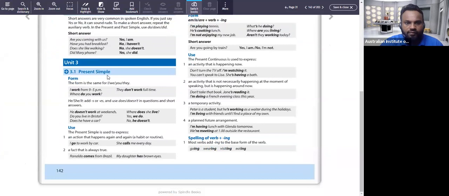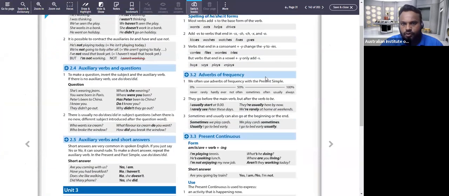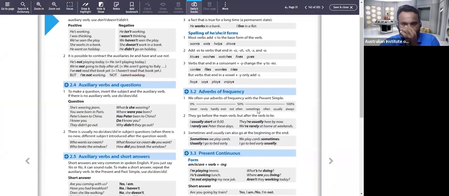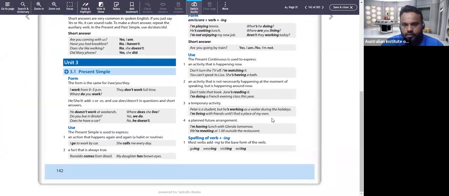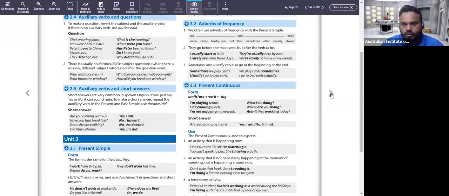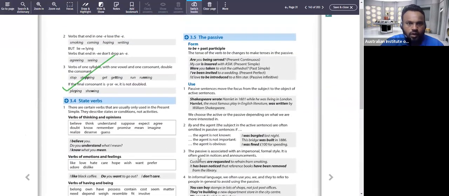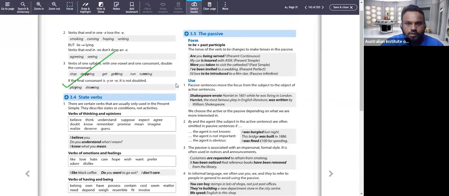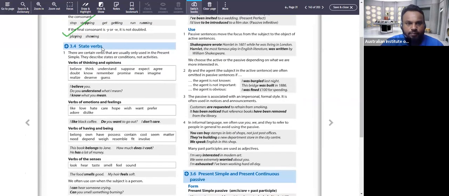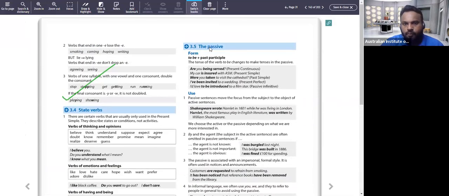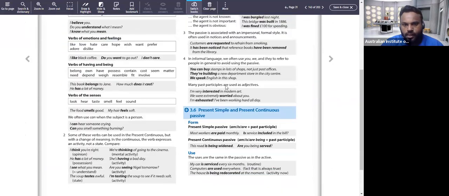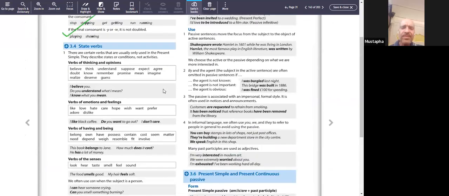So in the last lesson, we covered this. We were supposed to start from adverbs of frequency and present continuous. Oh no, we have done up to here. So today we are supposed to start from state verbs. We'll get to know some state verbs, as well as passive voice and use. We'll get to know these as fast as we can, and then we'll go back to our regular lesson. Okay, let's start from here.